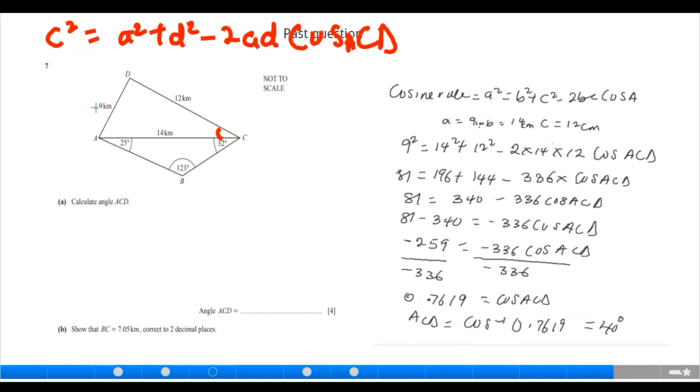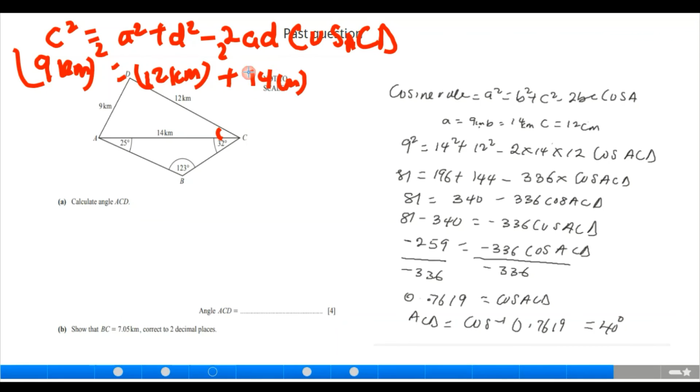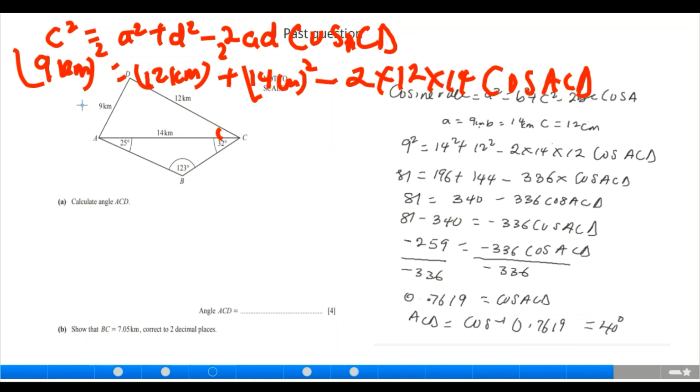So in this angle, small c is 9 kilometer all square. Small a here is what? 12 kilometer all square. Small d is what? 14 kilometer all square. So now we have it to be minus 2 times 12 times 14 cos ACD.